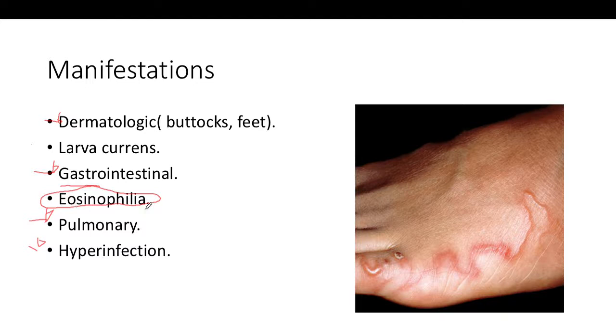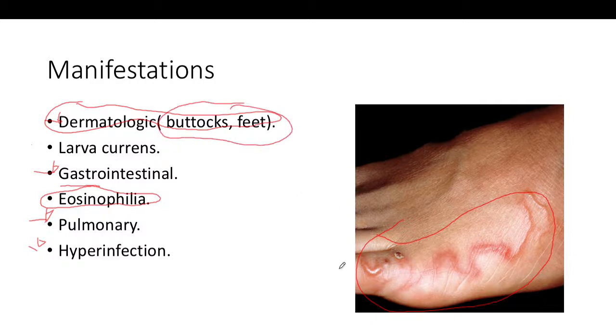Okay, so dermatologic manifestations, as we already saw, the parasite is gonna enter through the skin, and by doing that it can leave behind these lesions on the skin, and as we see, it is most often found on the buttocks or on the feet, as we see in this case. And we can see the pathway that the parasite followed.